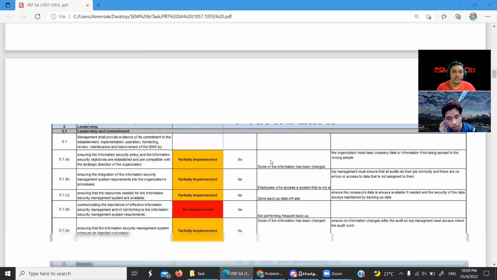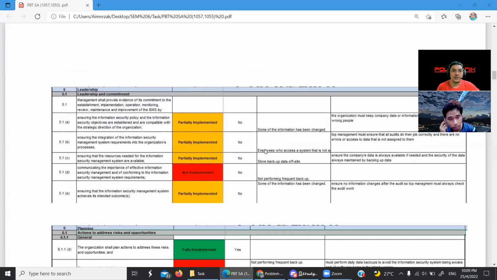So next, clause 5, leadership. 5.1, leadership and commitment. 5.1A, B, C, and E. The status is partially implemented. Meanwhile, 5.1D, not implemented. The status is not implemented.